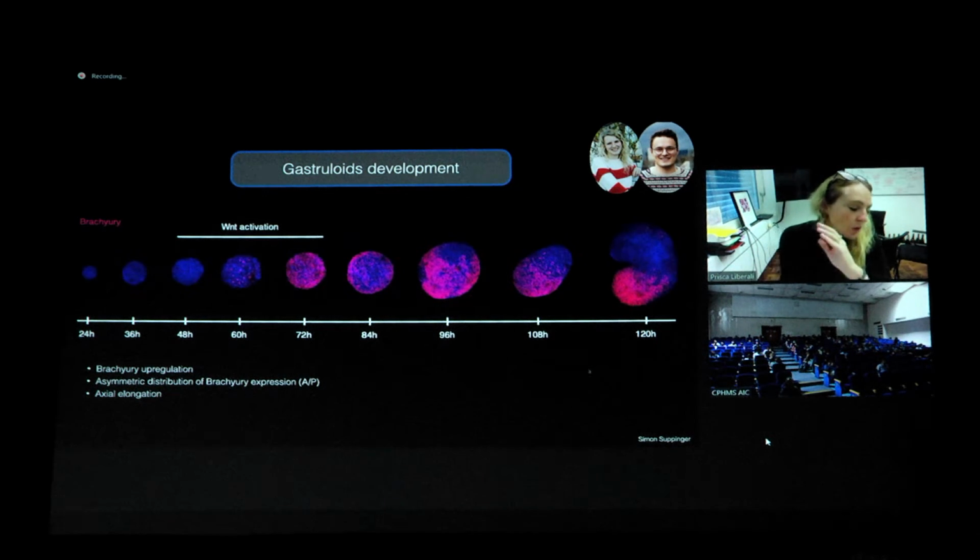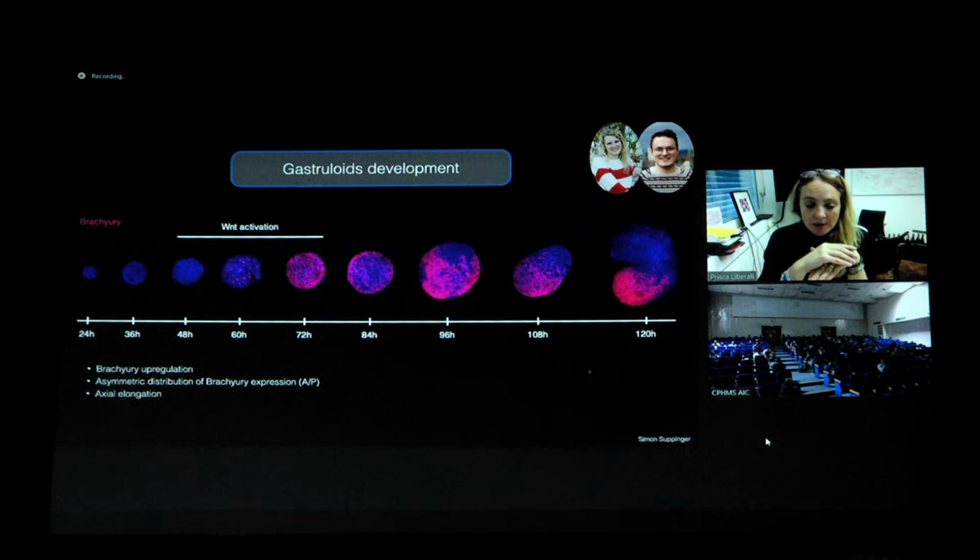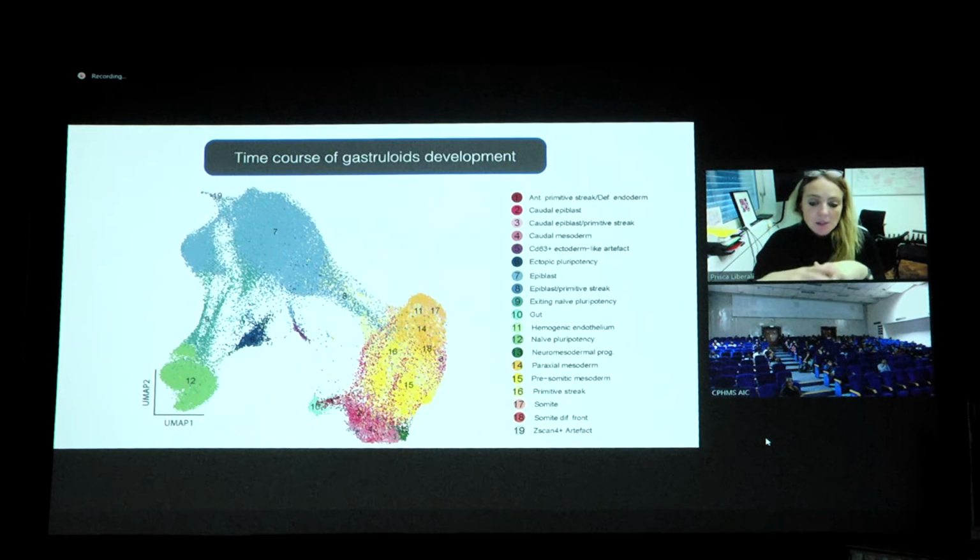So to first look at the development of these gastruloids, we performed a time course of single-cell RNA-seq. Here you see the first time course of gastruloid development, and the different clusters being annotated. We have an initial population, 12, that are the naive pluripotent cells, really the early stage. And then over time, the cells differentiate and go through an epiblast type of state, a very big homogeneous population.